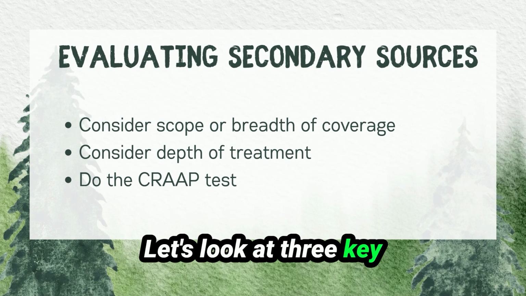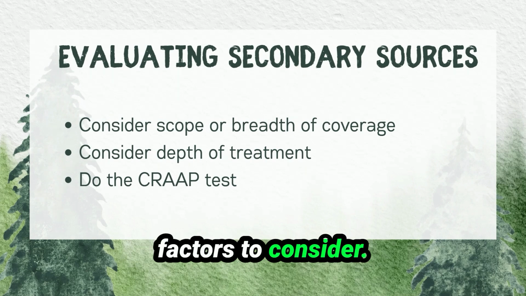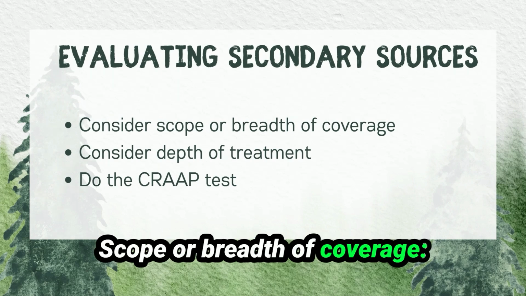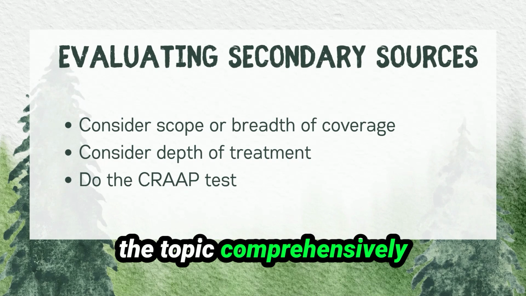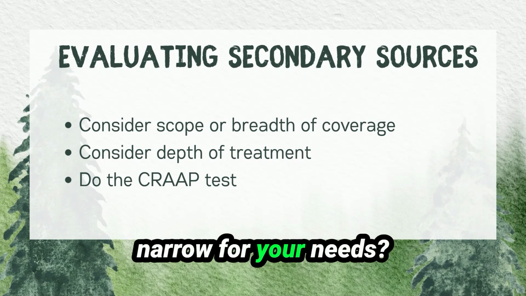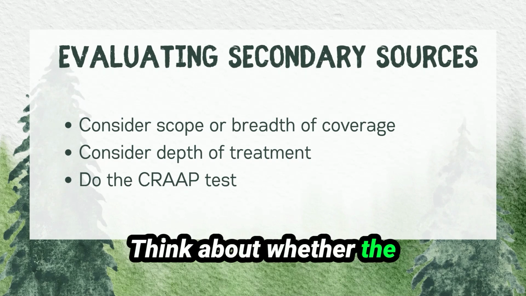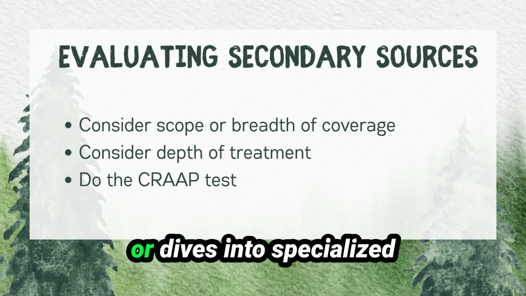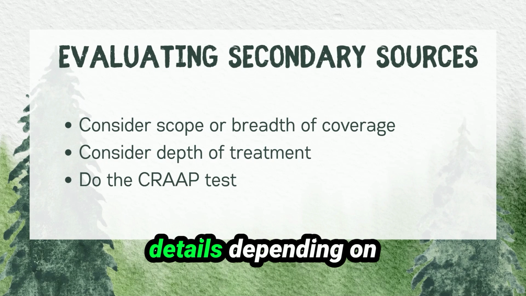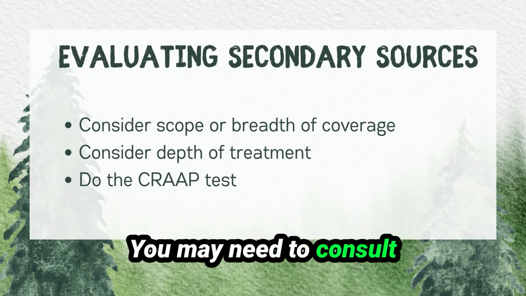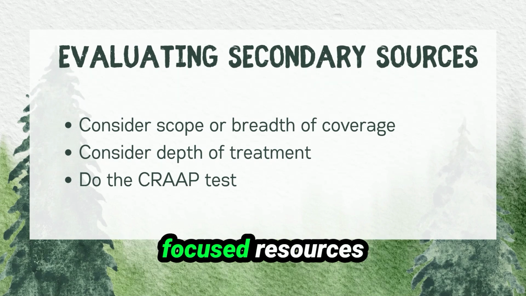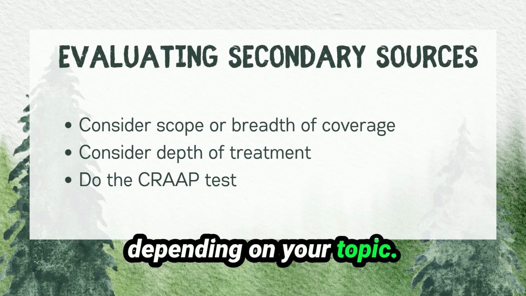Evaluating secondary sources is a critical step in ensuring the quality and relevance of your research. Let's look at three key factors to consider. Scope or breadth of coverage. Does the resource cover the topic comprehensively, or is it focused too narrow for your needs? Think about whether the source provides an overview or dives into specialized details depending on your research question. You may need to consult both narrowly and broadly focused resources depending on your topic.